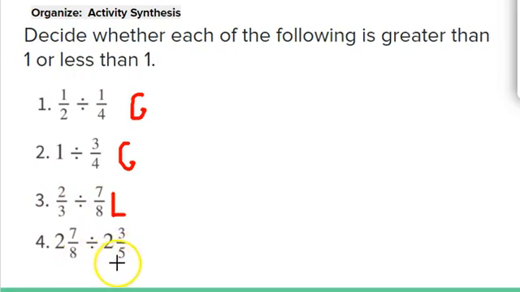What about here? 2 7/8 divided by 2 3/5. Well, we've got something that's greater than what we're dividing by. So this should be greater than 1. That should be a G.